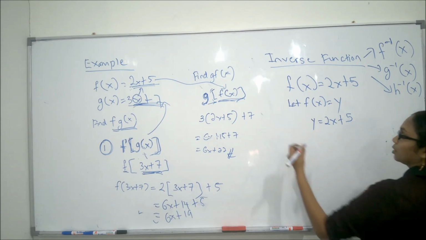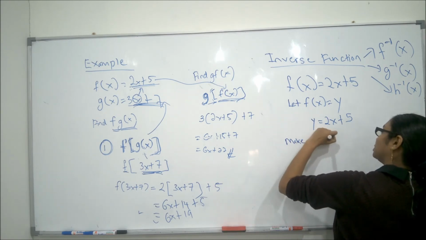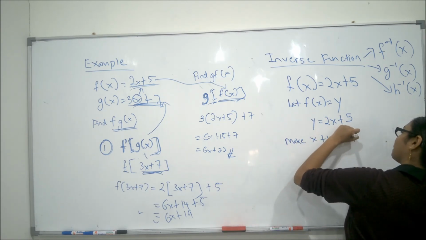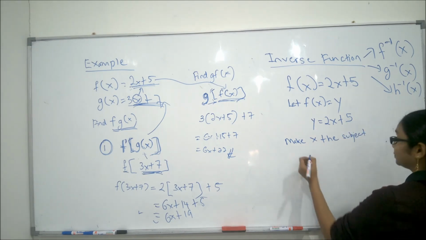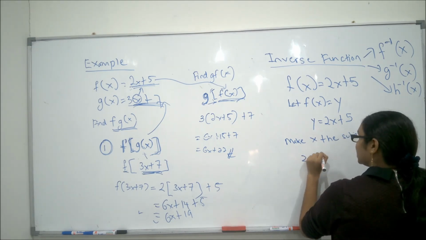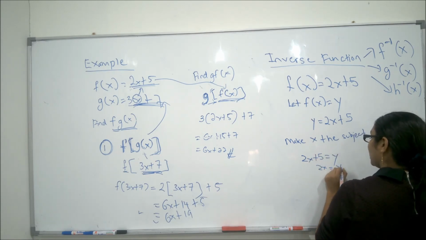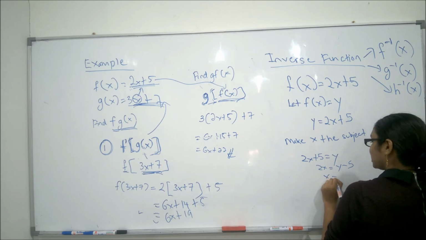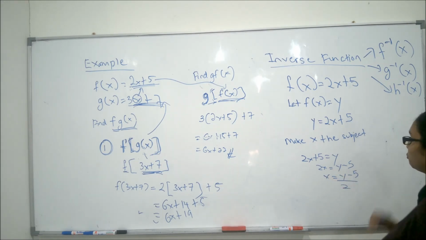Now, make x the subject. Make x the subject. 2x plus 5 is equivalent to y. 2x is equivalent to y minus 5. x is equivalent to y minus 5 over 2. You've made x the subject already.